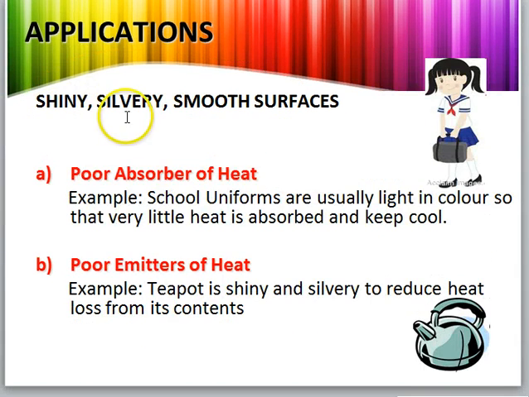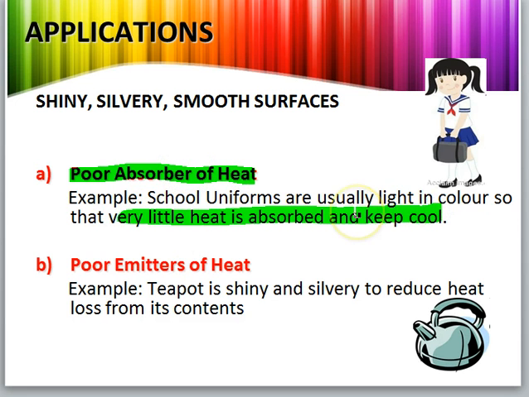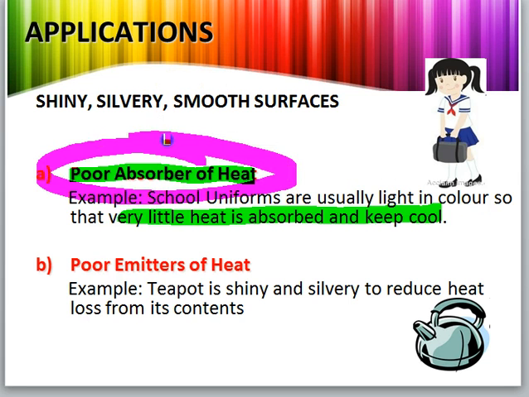Okay, how about for shiny silvery smooth surfaces? For example, our uniform is normally white or lighter in color because we want our uniform to be a poor absorber of heat. But you can imagine if our uniform is black in color, it will absorb so much heat, we'll be feeling so warm, so uncomfortable. So that's why it's a good design that our uniform is generally white or a lighter shade, because they are poor absorbers of heat.